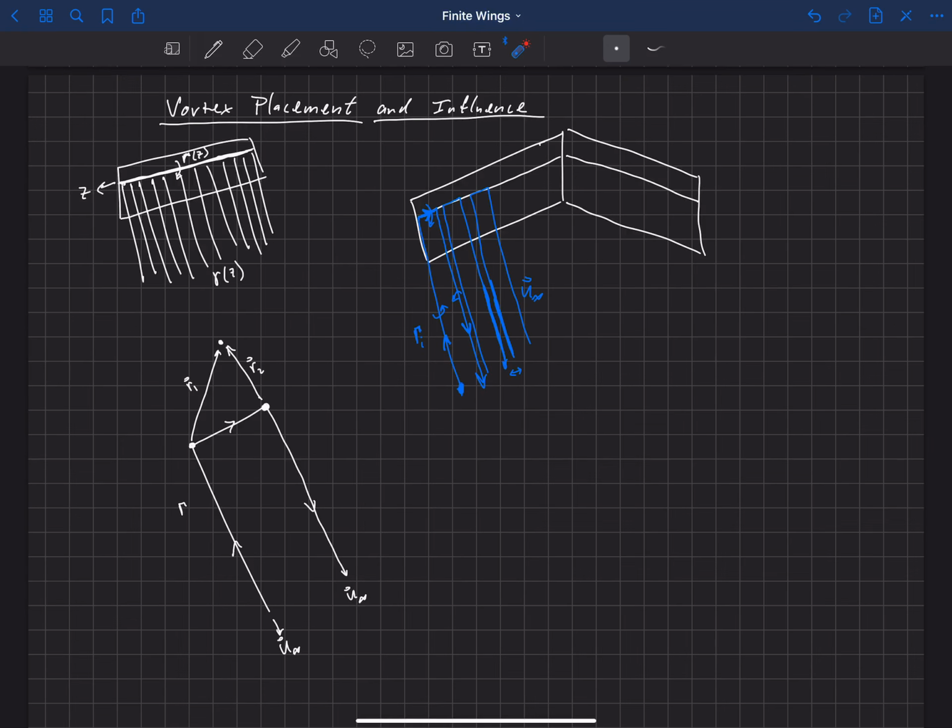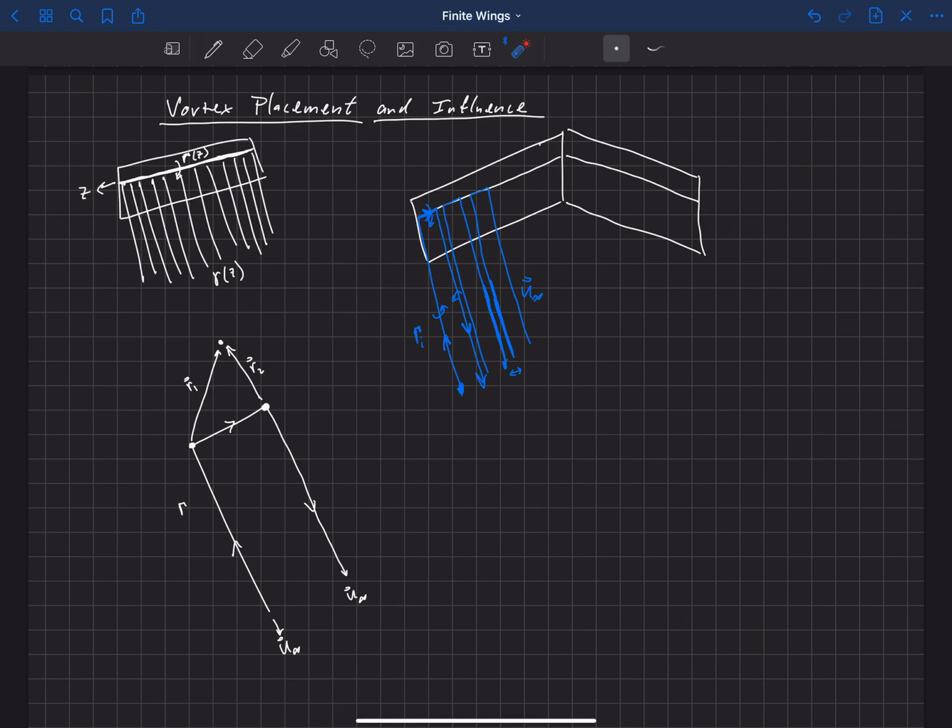And so we're just going to assume that each of these horseshoe vortices, or the trailing portions of them, must realign with the free stream velocity, and we're just going to put it in the direction of the free stream velocity. Okay, so we're going to call these the trailing vortices, and then this region here is what we call the bound vortex. That's the portion of the vortex that is bound along the chord.